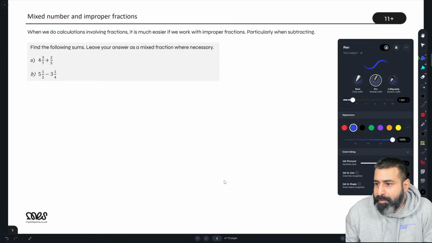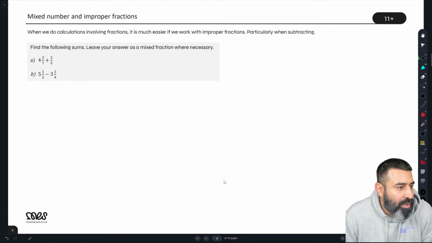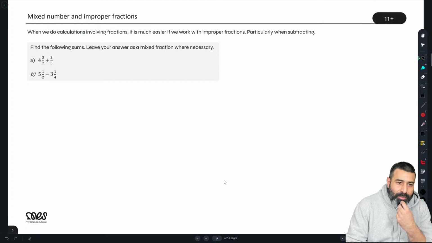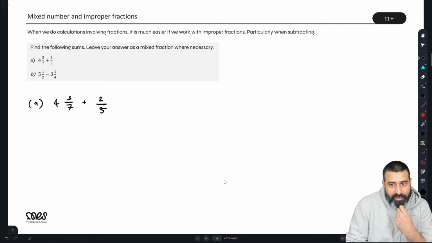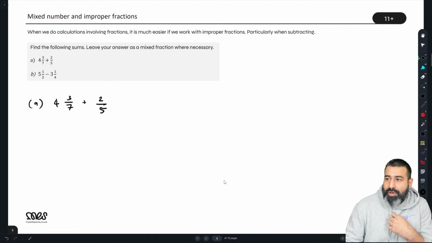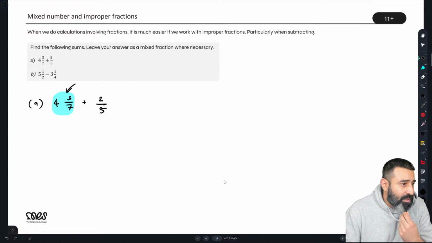Okay, good. Let's have a look at mixed numbers and improper fractions. So, a bit of recap and revision from last week as well. So, we've got a problem with letter A actually. We've got 4 3/7 plus 2 over 5. Now, what do we do here? What's the problem? The problem lies with this, because this is expressed as a mixed number. And that's going to make our life harder. But we want to make our life easier, so what can we do to this mixed number?